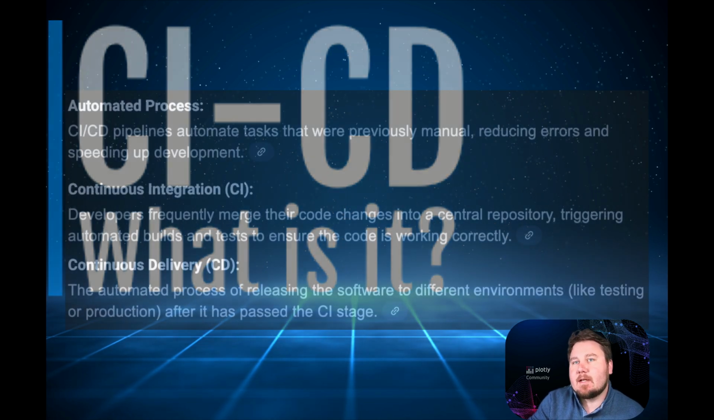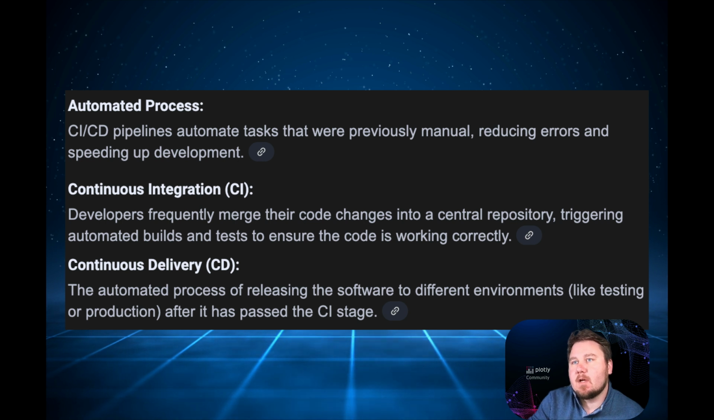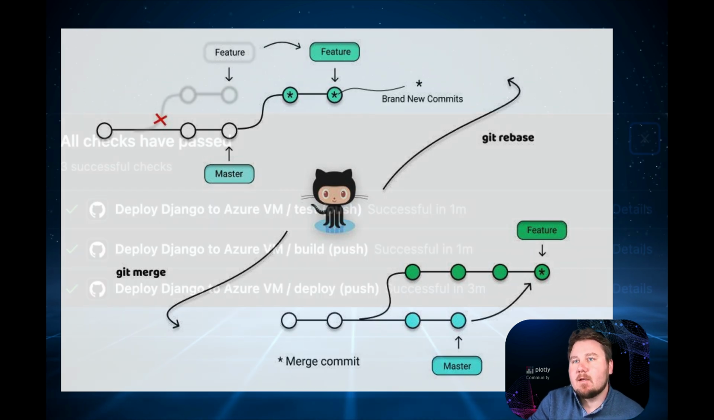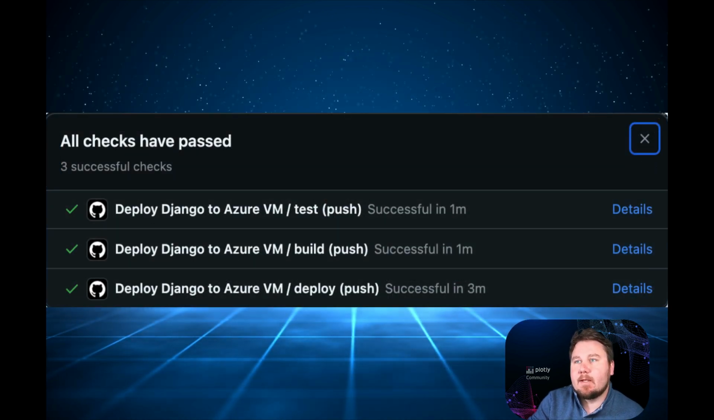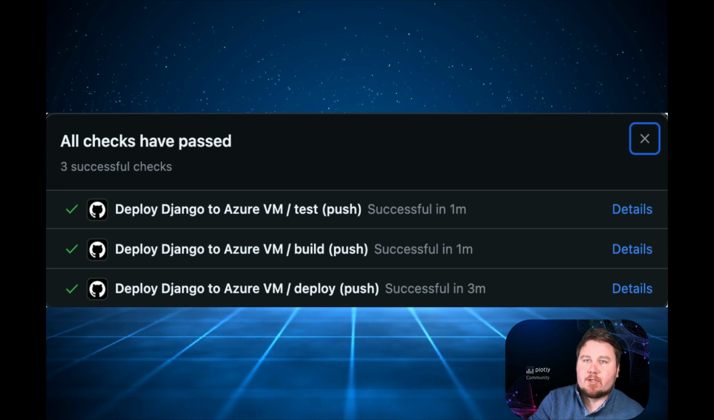CI stands for continuous integration. This is the process where a developer is able to frequently merge their code changes to a central repository. So you can think of this as GitHub and being able to push your code to GitHub. After the code is put on the repository, then it goes through an automated build and an automated test to make sure that the code is capable of reaching production.